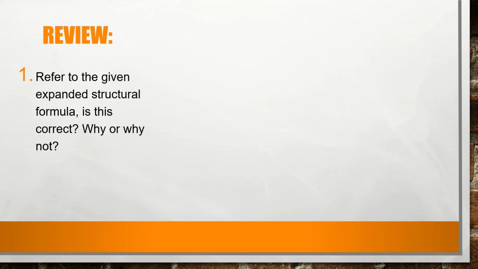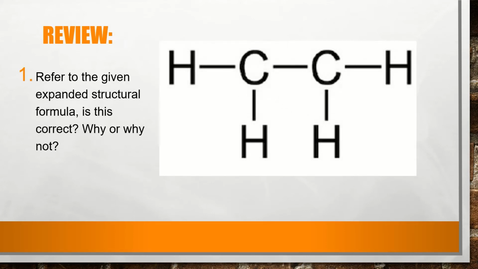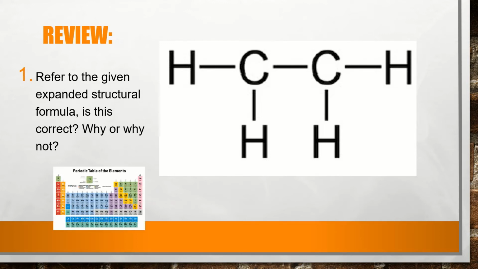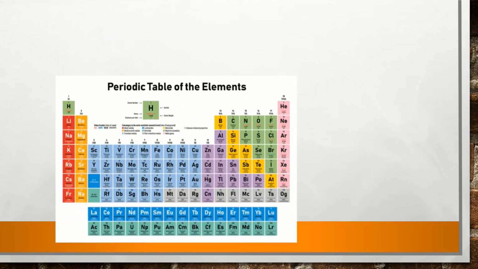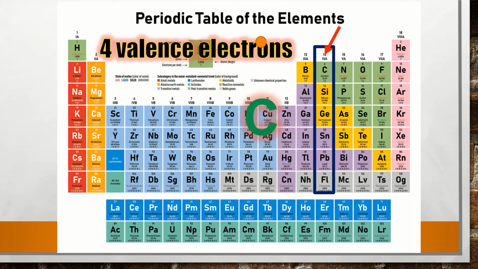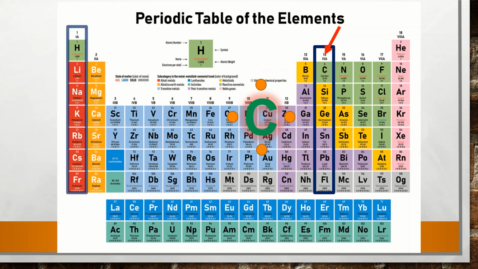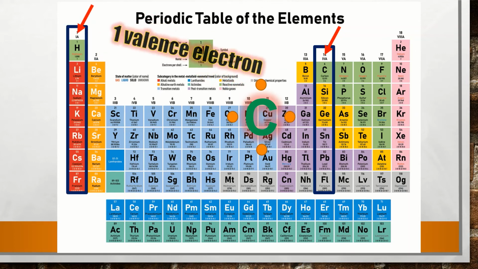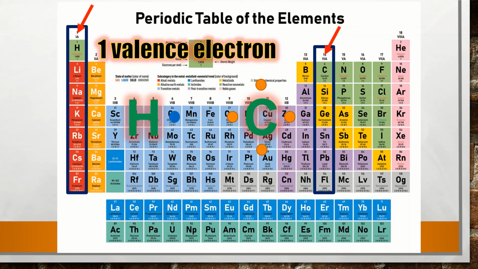Refer to the given expanded structural formula. Is this correct? If your answer is no, then you are right. Using our periodic table of elements, we can see that carbon belongs to group 4. Thus, this element has 4 valence electrons. While hydrogen belongs to group 1. Thus, it has 1 valence electron.